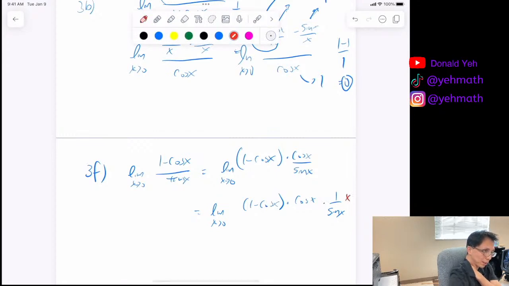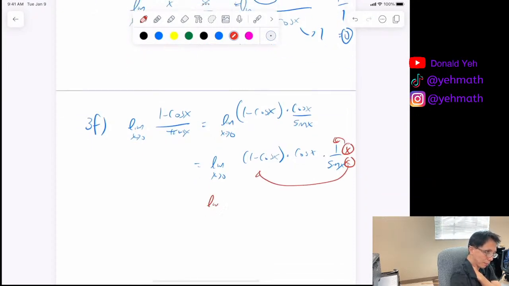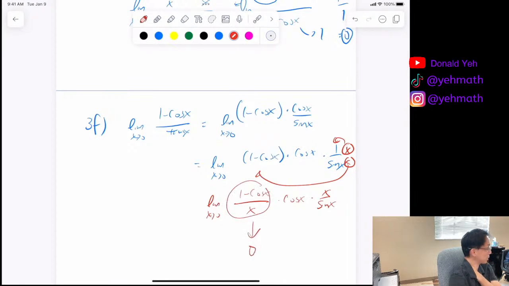I think she deserved 5 points, whether she could help or not. She multiplied top and bottom by x over x. So this x goes here, this x goes here. So the limit as x approaches 0 of (1 minus cosine of x) over x, times cosine of x, times x over sine of x. So I got rid of the x here. The problem is this one actually gives me 0. That's a second trig limit. This one is going to be what? 1. It's 1. So the answer is 0.